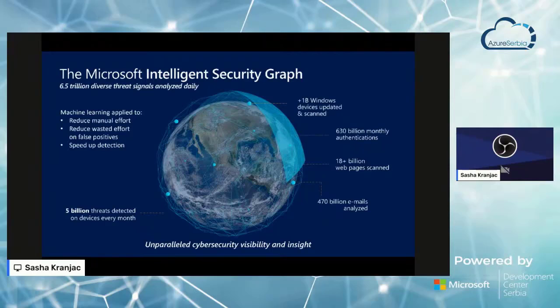And then across all the portfolio, there is a lot of different telemetry data, and machine learning can be applied, and it is applied to reduce manual effort and wasted effort and speed up the detection, because there are more than 1 billion Windows devices updated and scanned, and more than 600 billion monthly authentications. That's a huge amount of data.